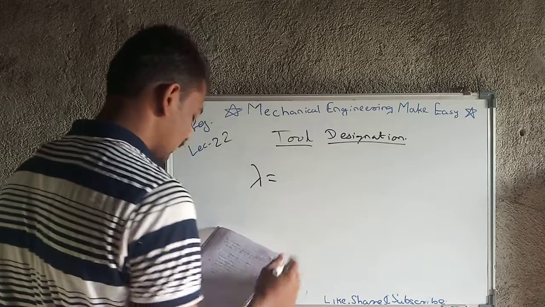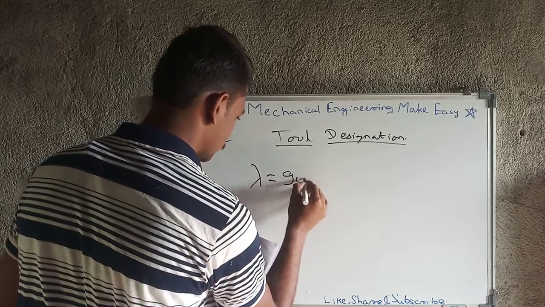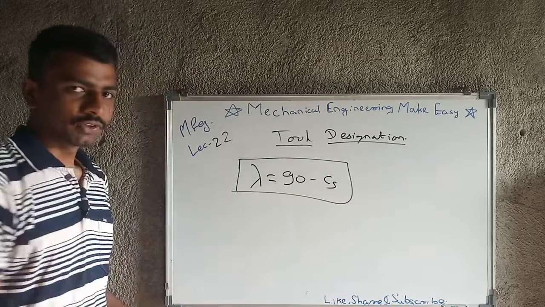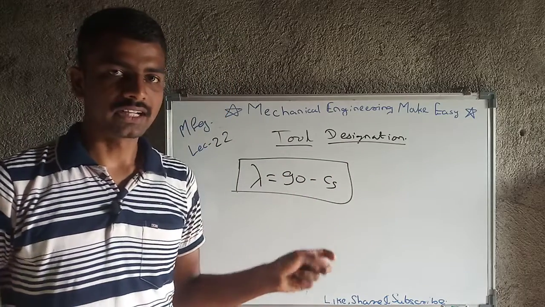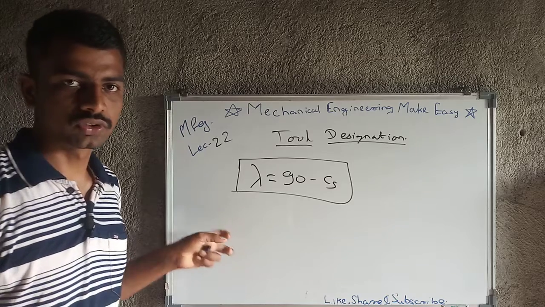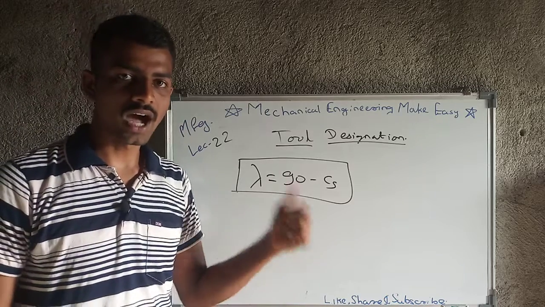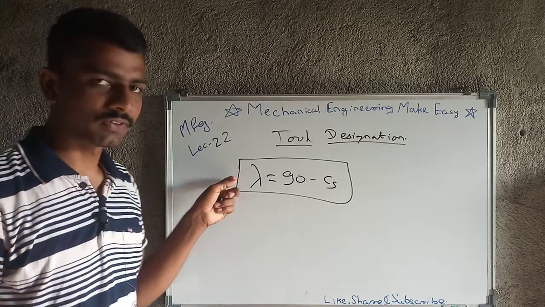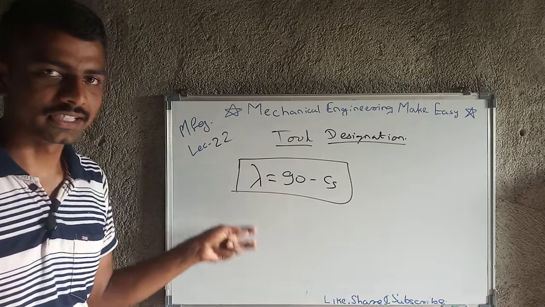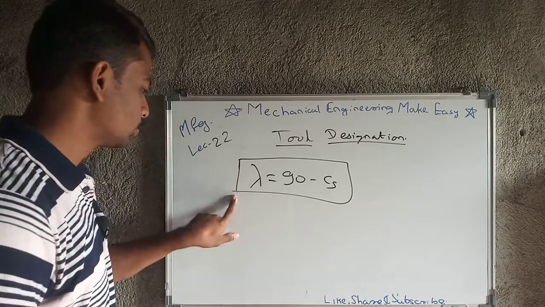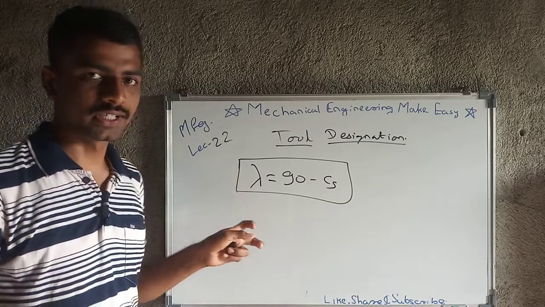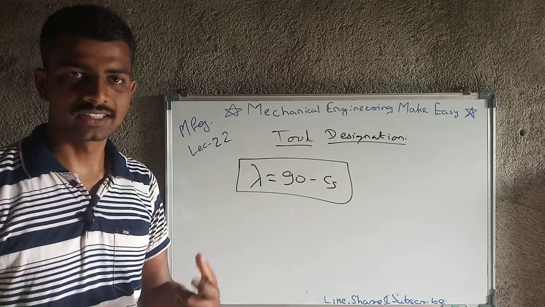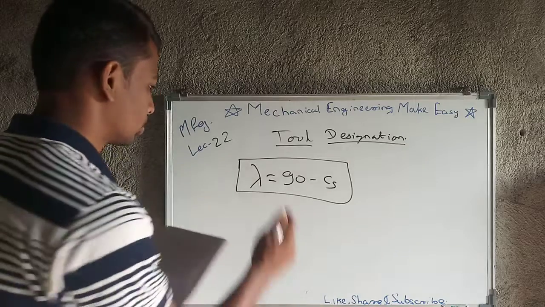There is another relation, that is nothing but lambda, which is equal to 90 minus CS. So ultimately we will get the value of lambda from this equation, and from those previous two equations we will get the values of alpha i, theta s dash and theta e dash, and from this equation we will get the value of lambda. So everything is here. If you have the knowledge of all three formulas, then you will easily be able to do conversion from ASA system to ORS system or ORS system to ASA system. So note down this formula also.